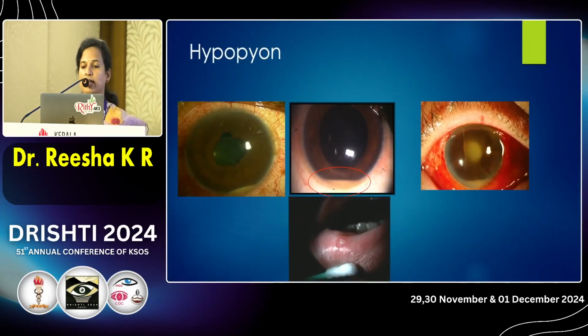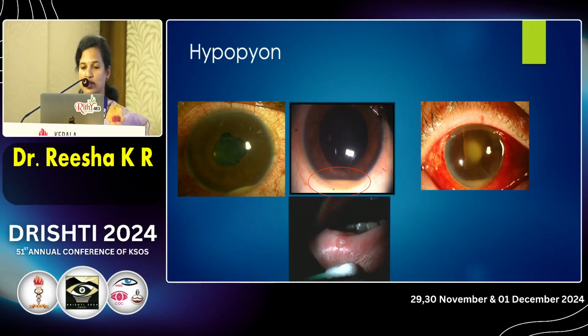Now these three are hypopyon anterior uveitis cases. Look at the first case. This patient gave a history of recurrent episodes in both eyes with neck stiffness and morning stiffness. So it's a clear-cut case of HLA-B27 associated anterior uveitis.